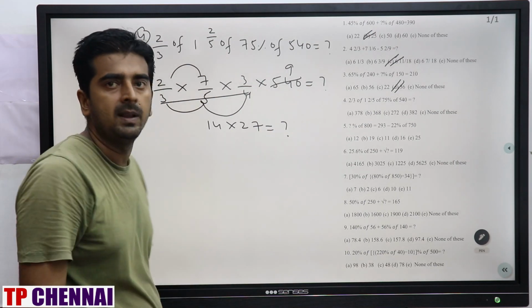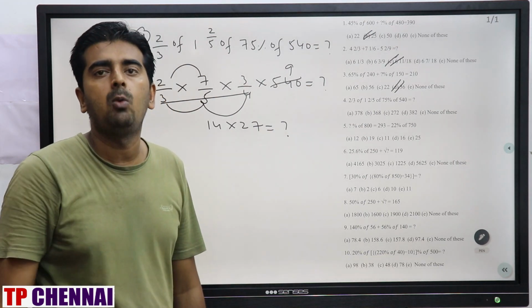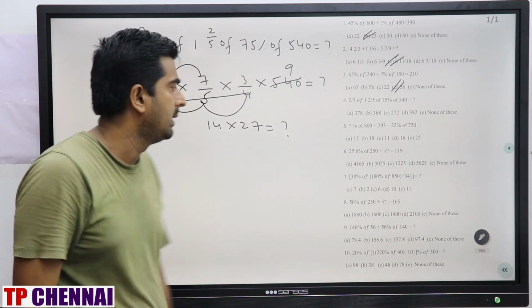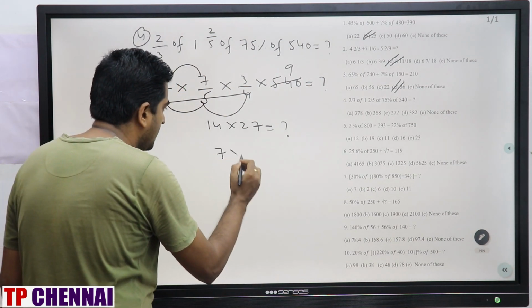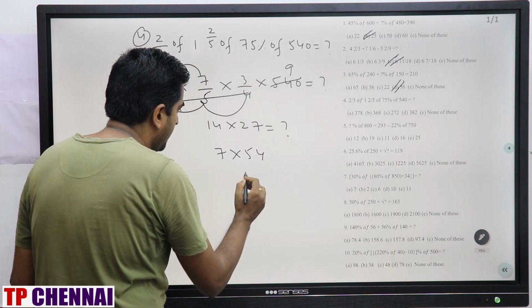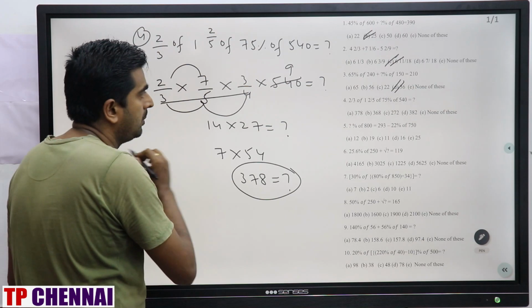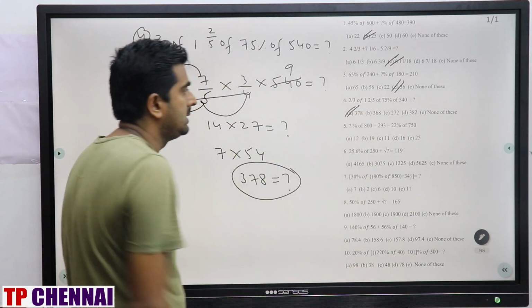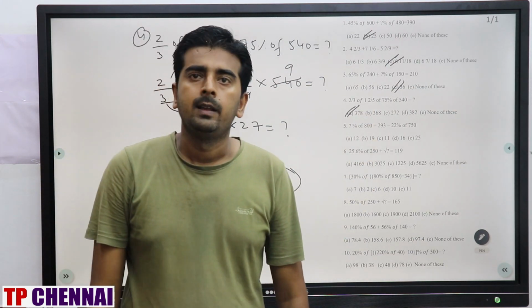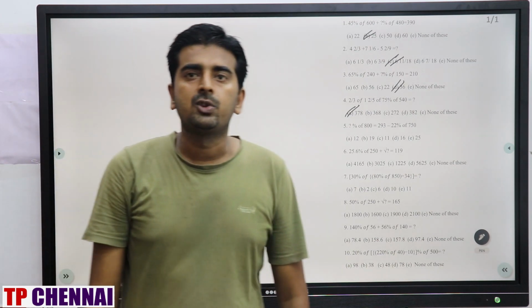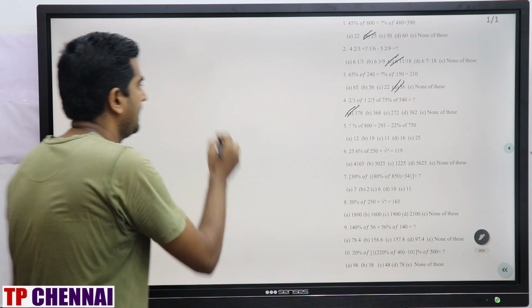Now it has become a multiplication of an even and an odd number. How to multiply any even and odd number? Double the odd number, half the even number. So this will become 7, this will become 54. What is 54 into 7? 378, and that is equal to question mark. So my answer is nothing but 378, which is first option. Clear? So now we'll see question number 5.